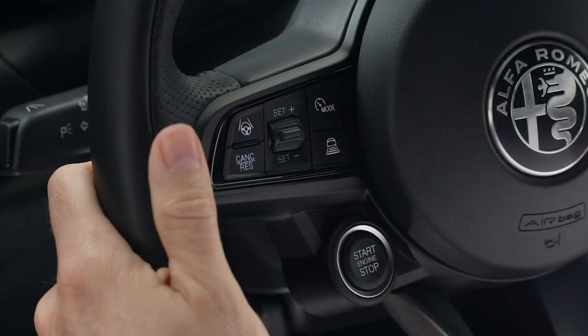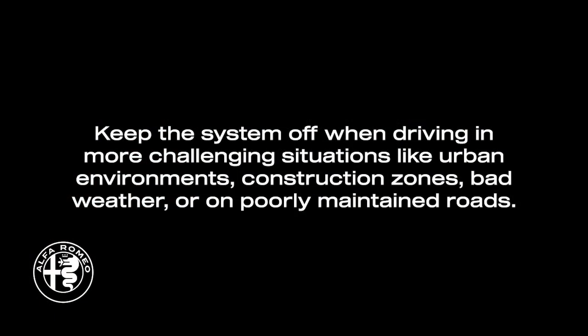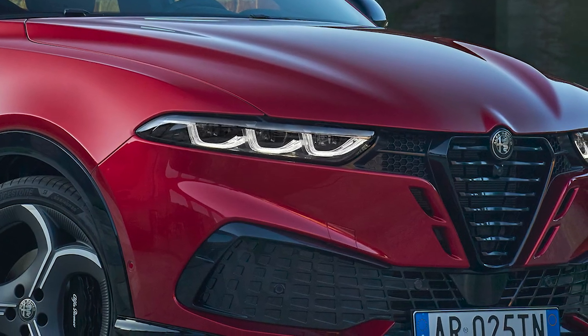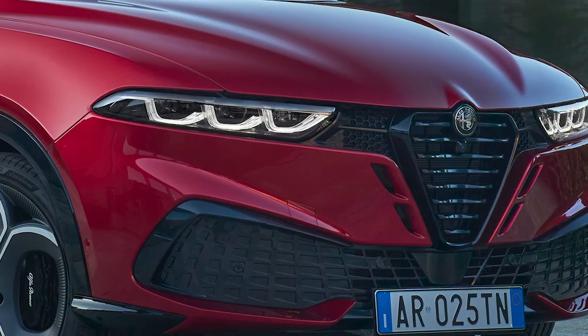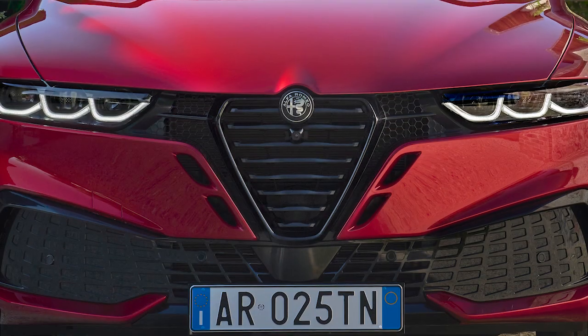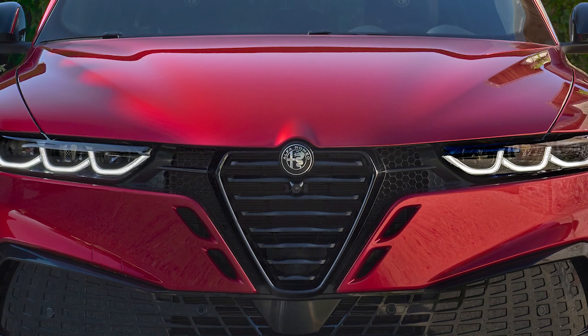To turn the system off completely, press the ADA button again. Keep the system off when driving in more challenging situations like urban environments, construction zones, bad weather, or on poorly maintained roads. Remember, the ADA system does not warn about or prevent collisions with other vehicles or obstacles, and will not respond to traffic lights, signs, or cross traffic. Always remain alert and pay attention to traffic conditions when using the system.